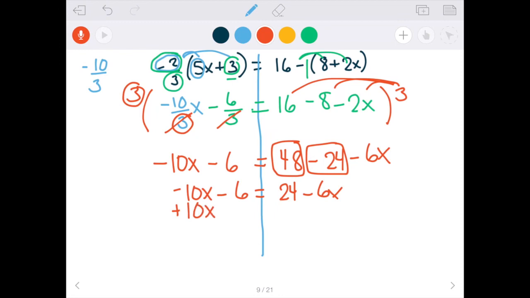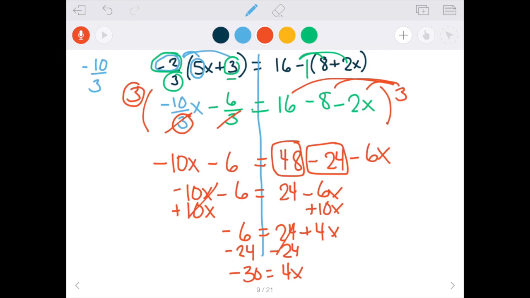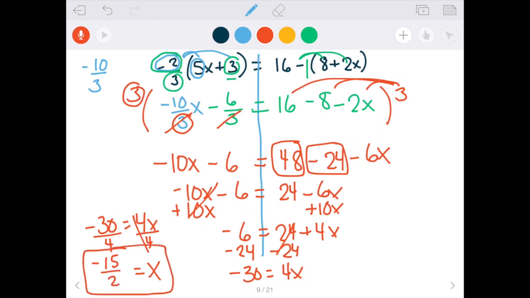I'm going to zero pair my smaller variable, which is negative 10x. Zero pair my extra constant. And let me move over here. I guess I don't have space underneath. Negative 30, I would divide by 4. And if I do negative 30 divided by 4, I'm going to get a decimal, but we don't do decimals, so we're just going to simplify this by dividing numerator and denominator by 2.